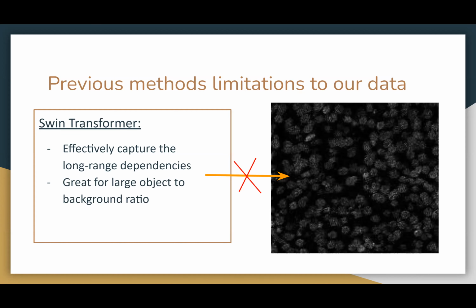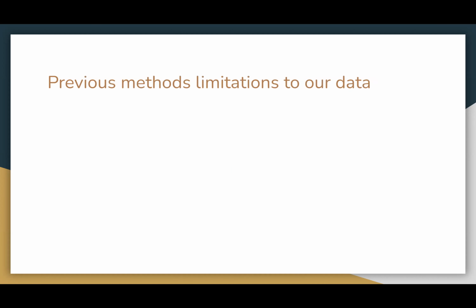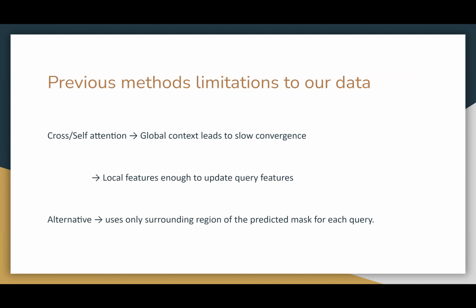Okay, so what's the next one you have? So then we're talking about cross and self-attention, how they use global context as well. For us, we really want to use only the surrounding regions of the predicted mask to update our query. So this is the alternative we're looking into. And again, the method we're trying to think about right now will be explained a little later.